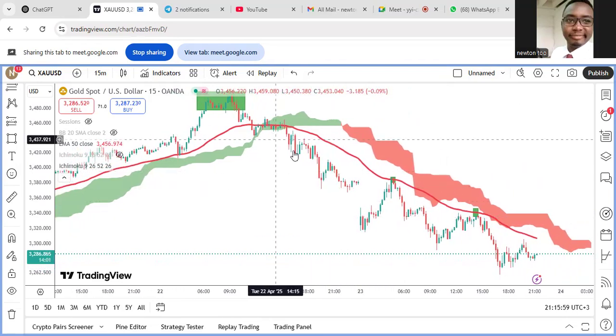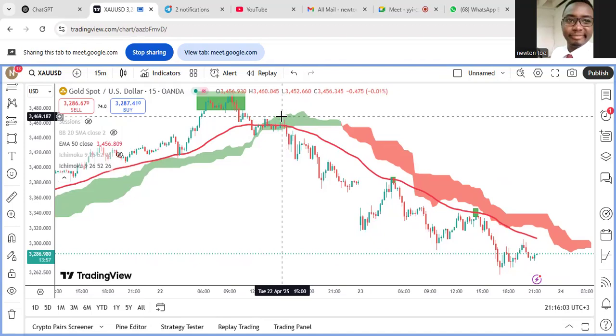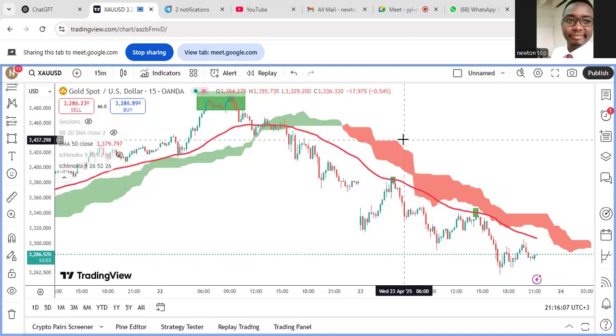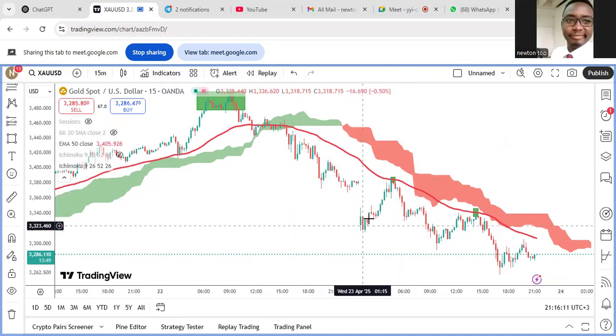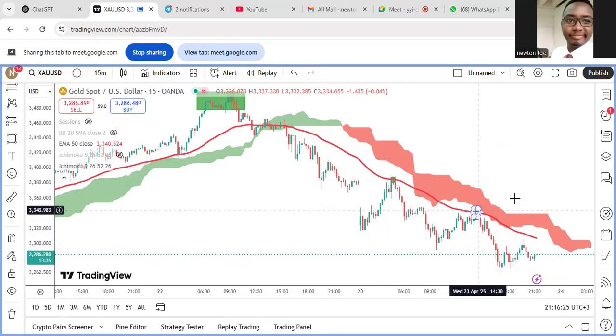Tukimalizia guys, as we finish, tumesema see this one. So here the market broke below the cloud. So tumesema when the market breaks below the cloud, we can be looking to enter when the market bounces off the 50 EMA. So that one is your entry. So you cannot enter kama market ijakuja around that area. You cannot enter trade.